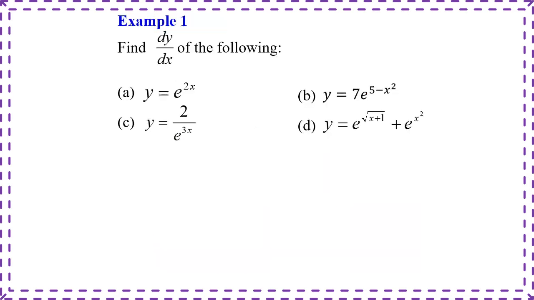So let's see an example. Find dy/dx of the following. The first question, we have y equal to e to the power of 2x. Then we have y equal to 7 e to the power of 5 minus x squared. Then y equal to 2 divided by e to the power of 3x. And lastly, y equal to e to the power of square root of x plus 1, plus e to the power of x squared. So let's see one by one.